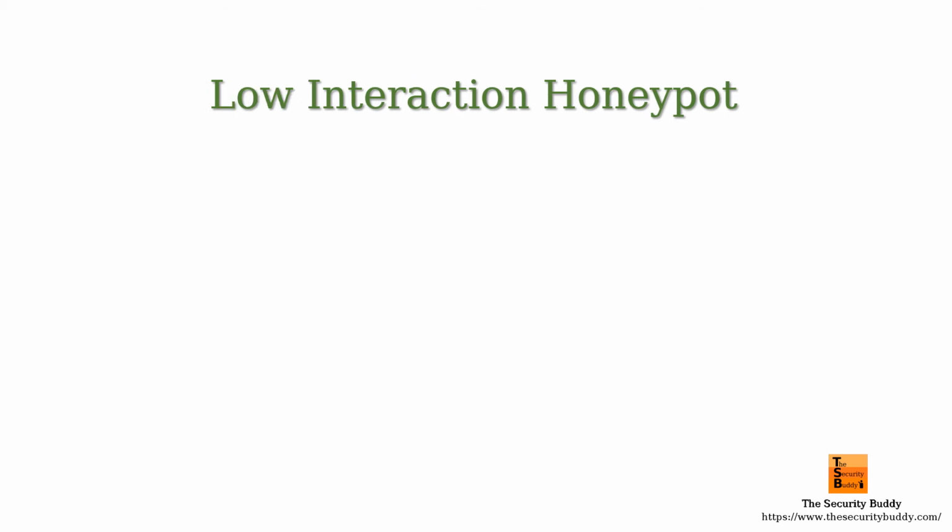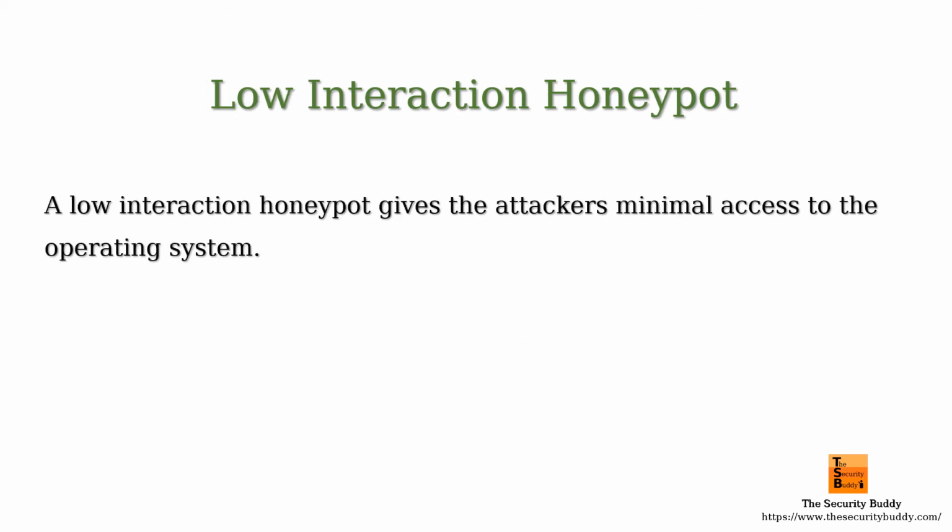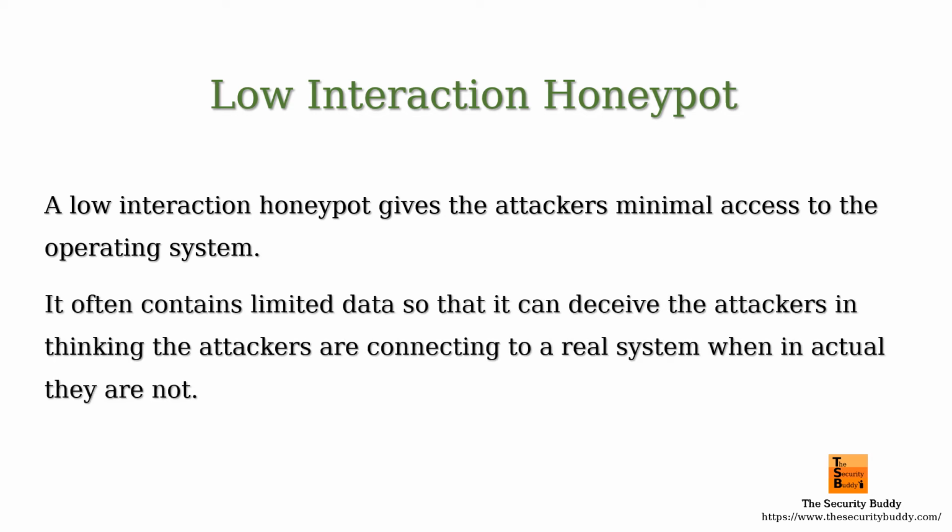A low interaction honeypot gives the attackers minimal access to the operating system. It often contains limited data so that it can deceive the attackers into thinking they are connecting to the real system when in actuality they are not.